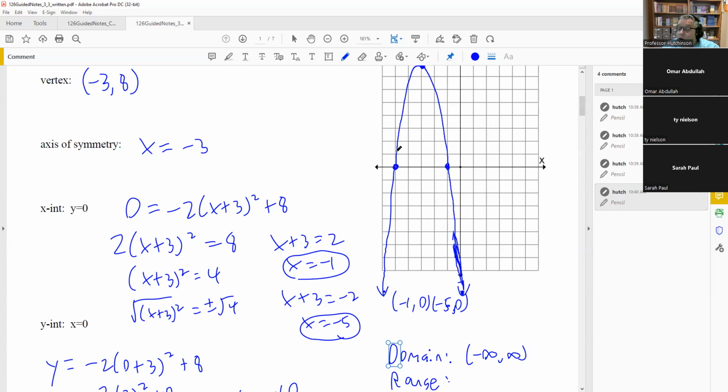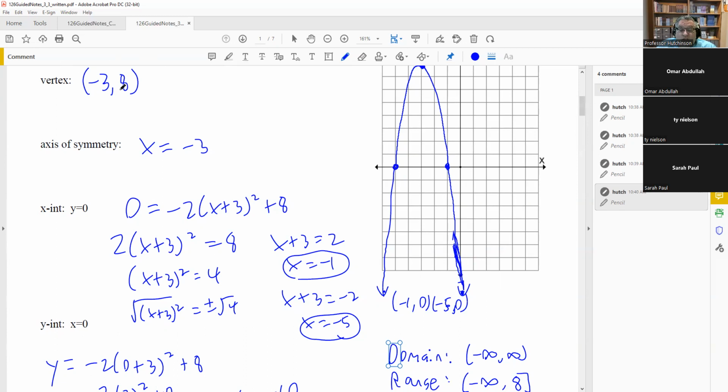However, for the range, we do have a restriction here because we see that the highest the graph is ever going to go is all the way up to 8. This goes up and then it goes down. So the range goes down forever, down to negative infinity, but it goes up to 8, and 8 is going to have a bracket on it because that point is actually included. So it's going to go from negative infinity all the way up to 8 and include 8 because it's an actual point. It's a closed circle on your graph.